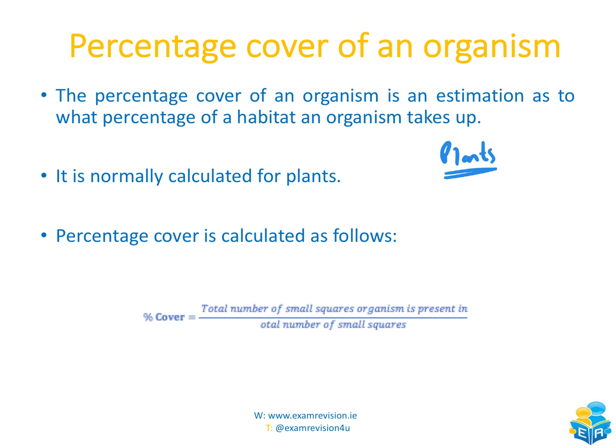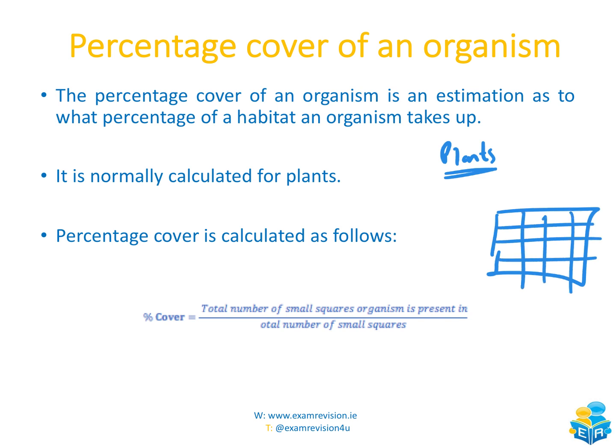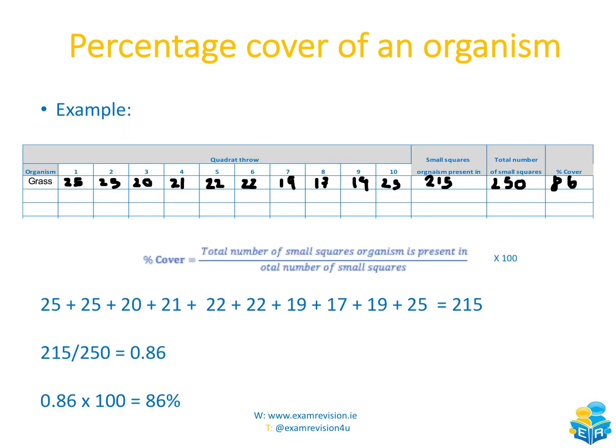Okay, so the percentage cover, this is where we're going to use the quadrat that's divided up into smaller squares. So something that might look a little bit like that. Not the best drawn, but you get the idea. It's the total number of small squares an organism was present in, divided by the total number of small squares across all throws, and we times that by 100. The example we would have seen a couple of minutes ago had 25 small squares within the quadrat. This particular one here has 16, but it's usually going to be 25.